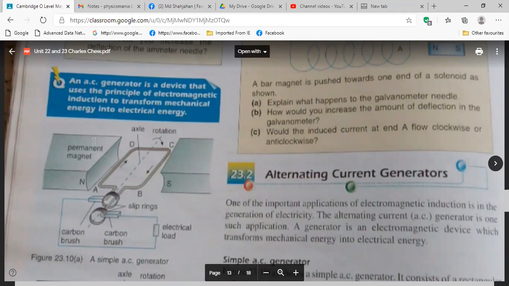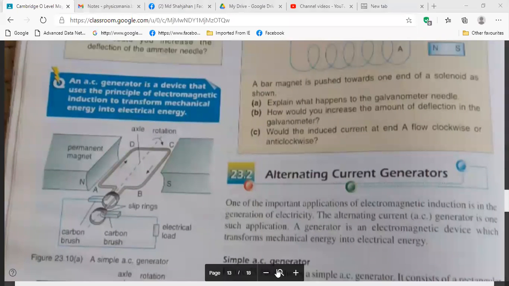So in this diagram we are seeing a magnet, right? And we have magnetic field lines in the magnet. How the magnetic field lines are working, we know, from north to south, right? This way is the magnetic field line direction.